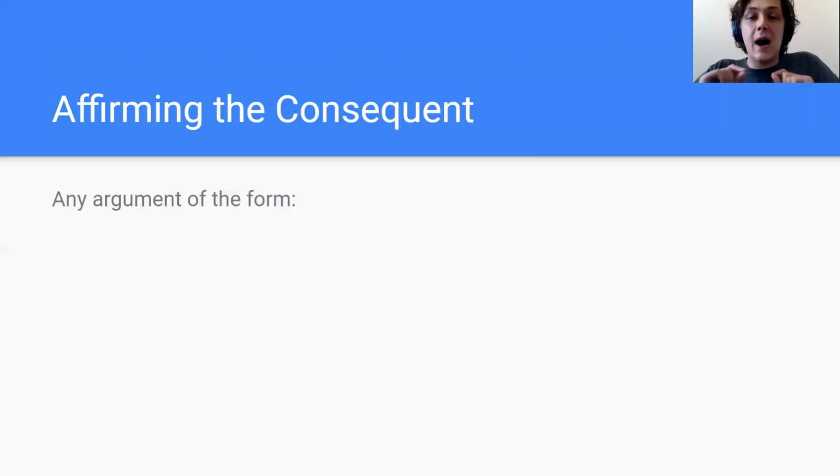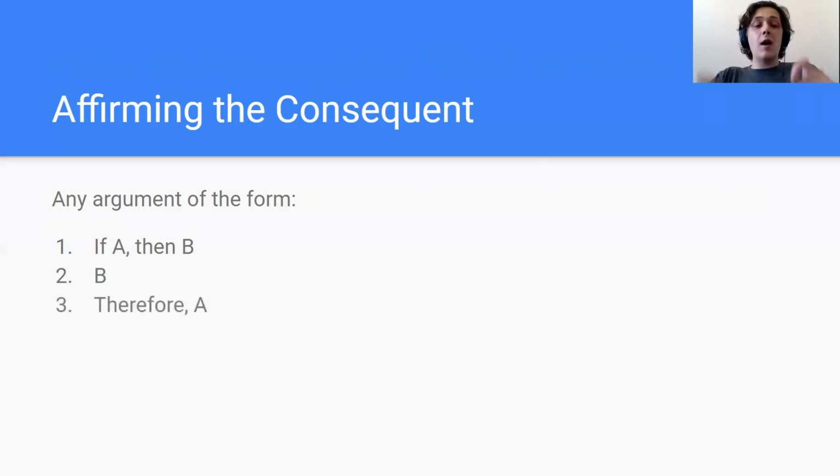So affirming the consequent as a fallacy is any argument of the following form. Premise one: if A, then B. Premise two: B. And the conclusion is: therefore A. If A, then B. B, therefore A.